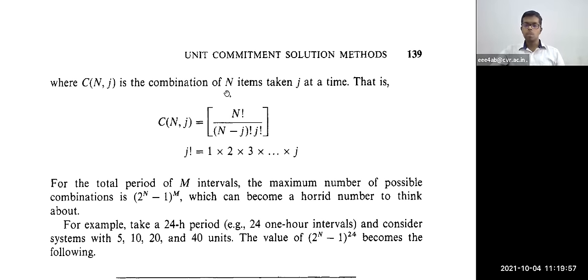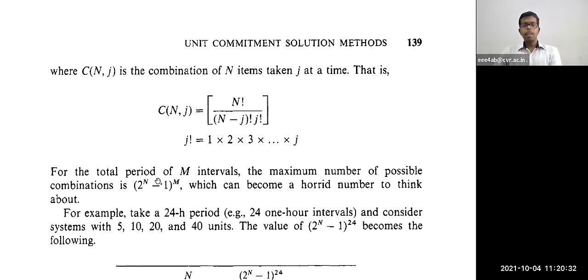Combination, we have already studied this formulation in our earlier standards, earlier in schooling itself. We studied the combination of n items. Like that, we already studied this equation: C of n comma j is equal to n factorial divided by (n minus j) factorial into j factorial, where j factorial is nothing but 1 into 2 into 3 up to j.